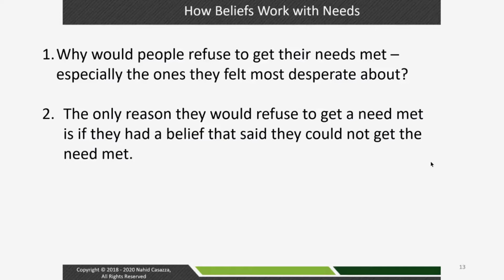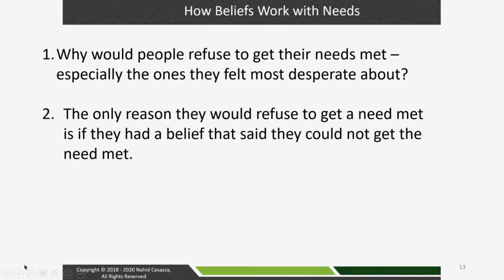So during all my work as a coach and all the times when I thought, okay, here I am working with this person to get their needs met. I can see how they can get their needs met. I'm giving them tools, but they keep not using these tools. So I'm running into people who are sabotaging themselves and staying stuck, and despite their best intentions, are not getting their needs met. I began to realize, and I had a big breakthrough, why would people refuse to get their needs met, especially the ones they felt most desperate about? The only reason that they'd refuse to get a need met is if they had a belief that said they could not get the need met, and they had never questioned that belief again.